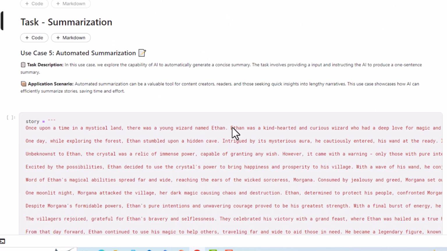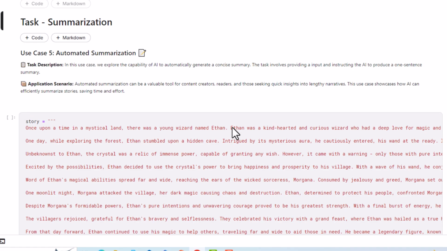The next task is called summarization. The use case we'll look into within summarization is automated summarization. Automated summarization is very, very useful for content creators, readers, or those who want to take quick insights from a very big article or research paper. This will save a lot of time and effort.